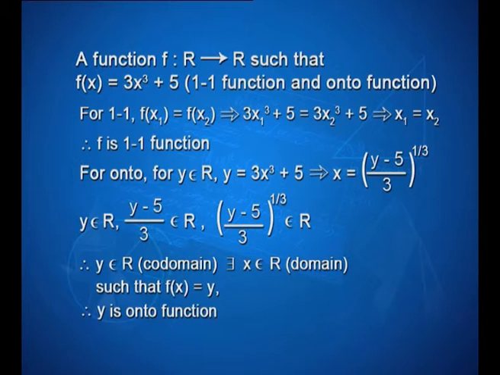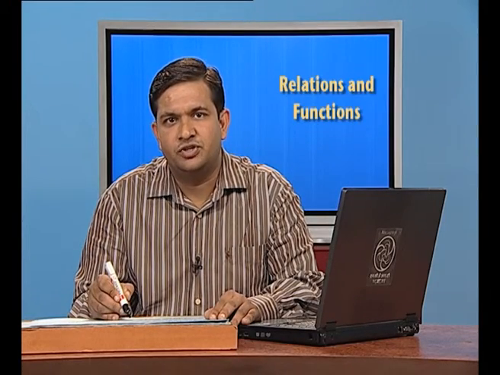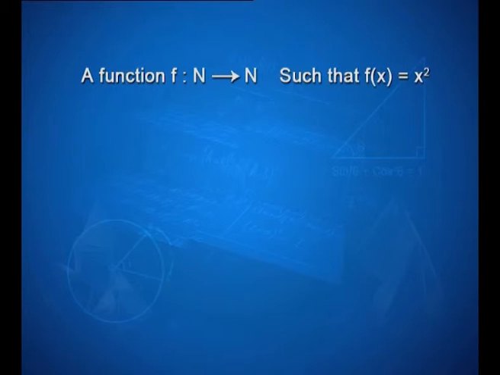Now, f is one-one and onto both. Therefore, f is a bijective function. Let us take another example for a bijective function. Let f be a function from N to N such that f of x equals x square. For a bijective function, a function should be one-one and onto both.